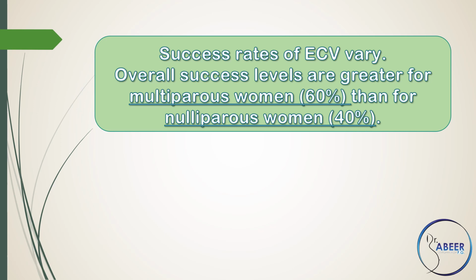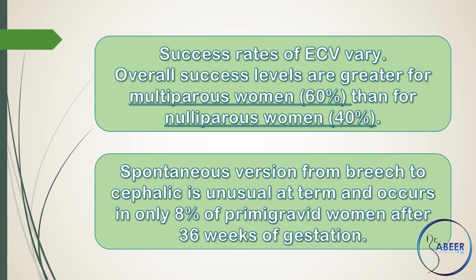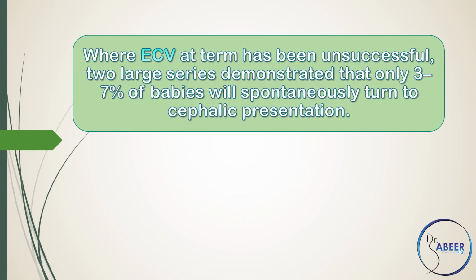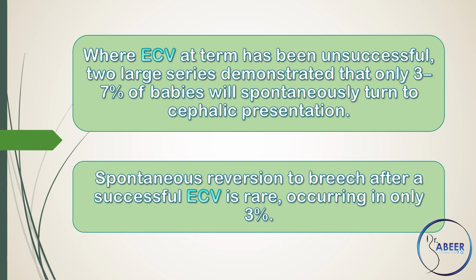Success rates of external cephalic version, or ECV, vary. Overall success levels are greater for multiparous women, 60%, than for nulliparous women, 40%. Spontaneous version from breech to cephalic is unusual at term and occurs in only 8% of primigravid women after 36 weeks of gestation. Where ECV at term has been unsuccessful, only 3 to 7% of babies will spontaneously turn to cephalic presentation. Spontaneous reversion to breech after a successful ECV is rare, occurring in only 3%.